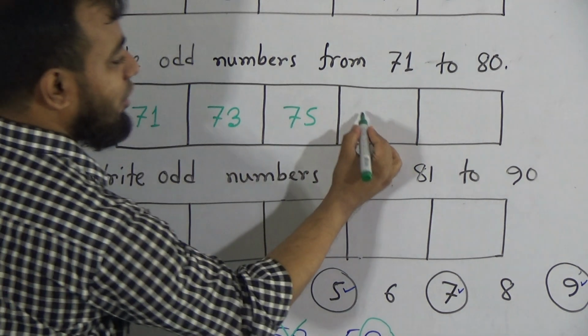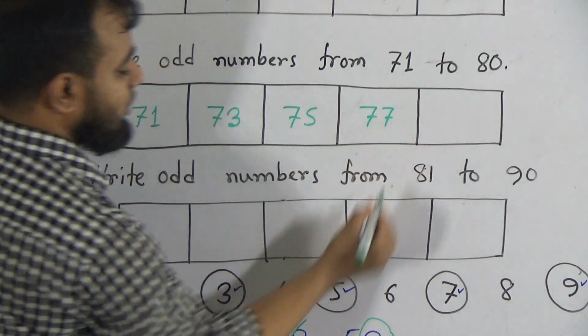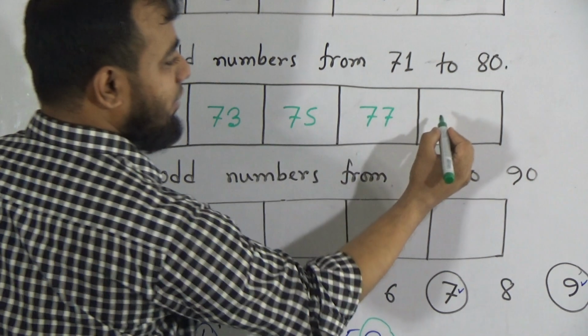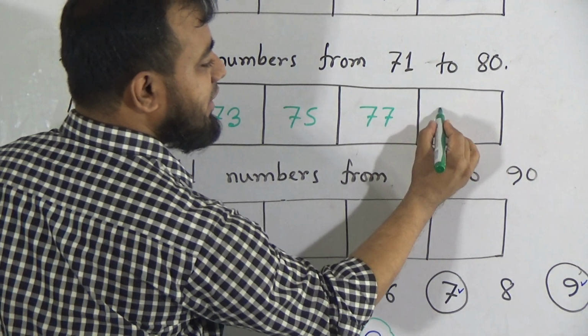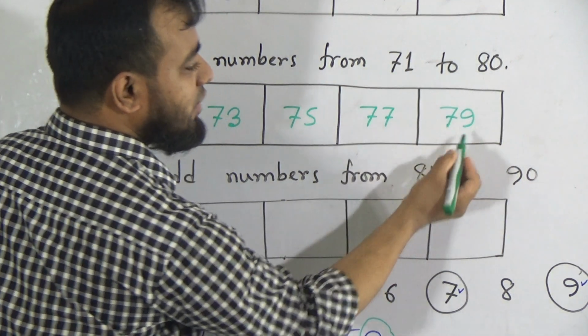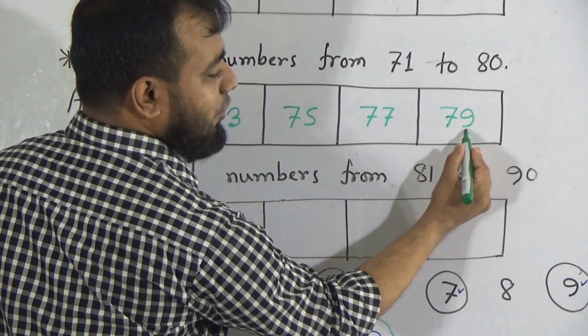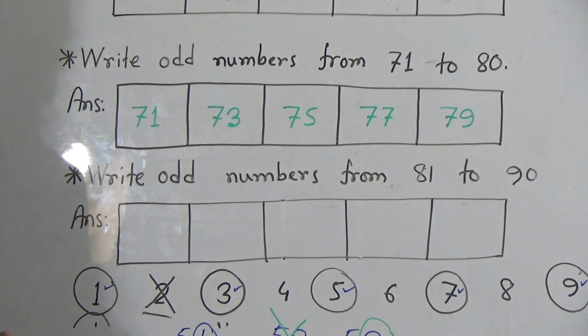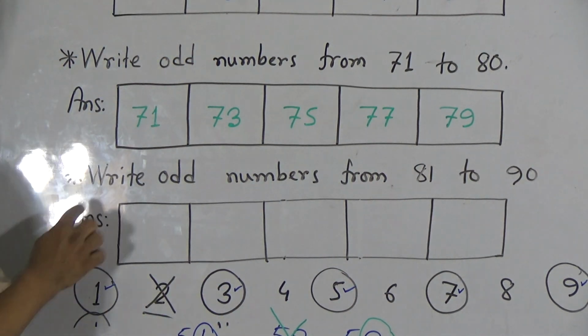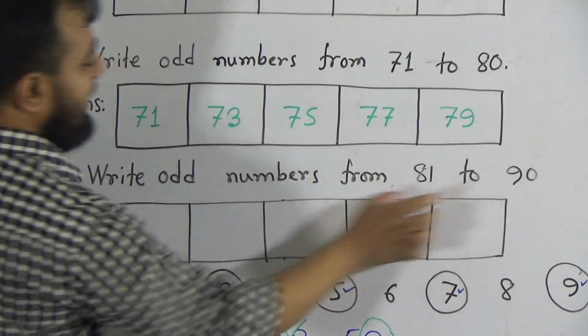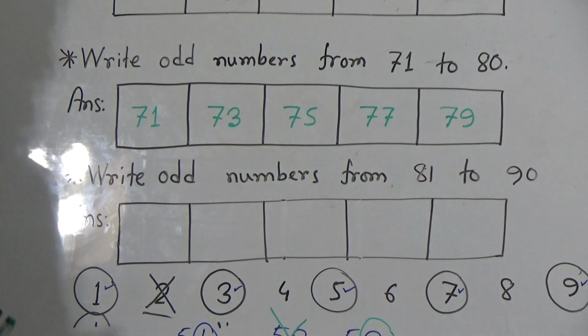After 75 the odd number is 77, because after 5 the odd number is 7. And our last odd number in between 71 to 80 will be 79, my dear students, because 9 is an odd number. That's why when we have 9 in the ones place, this number will be an odd number. The last question is write odd numbers from 81 to 90. Like these two questions, we will solve this one easily.